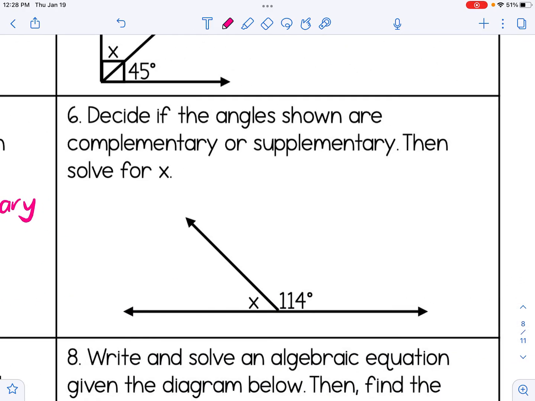Number 6, decide if the angles shown are complementary or supplementary. Well, once again, we have supplementary angles. And this time I'm going to subtract 114 from 180, and x is 66 degrees.